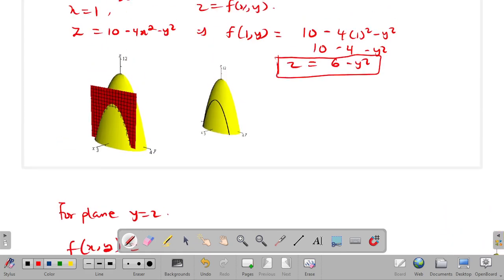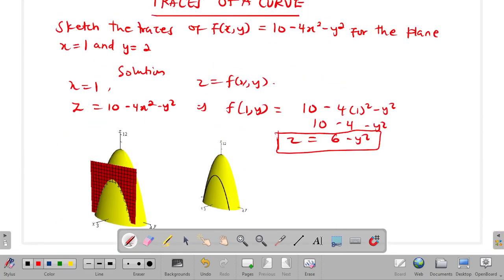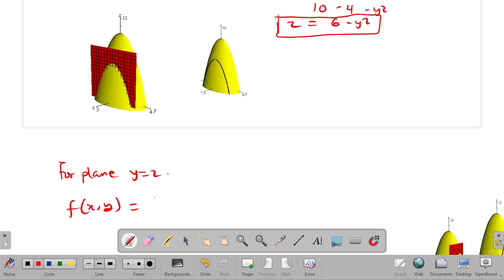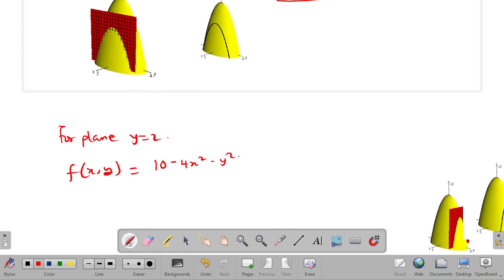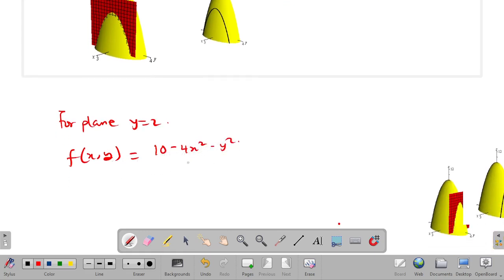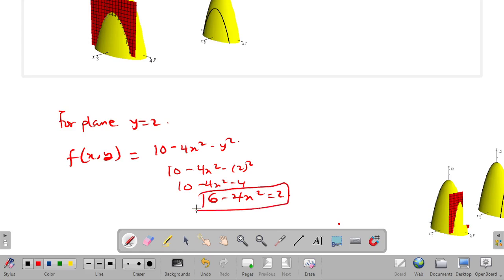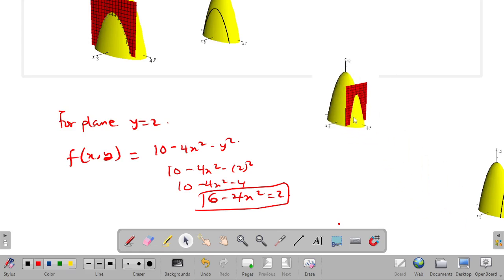And that will give me what? Bring the function back: 10 minus 4x squared minus y squared. Then you know that your y is 2. 10 minus 4x squared minus 2 squared. I'll end up getting 10 minus 4 minus 4x squared, which is 6 minus 4x squared, which is equal to z, the trace for this. Then when you sketch, obviously, when you are cutting, have it here. So I'll have this as the cutting.